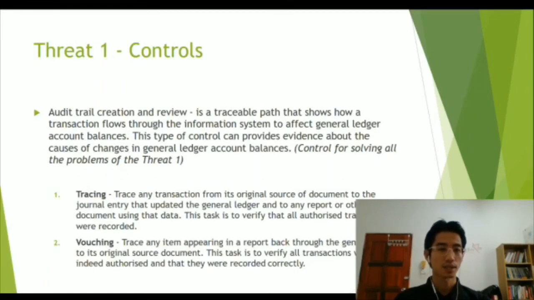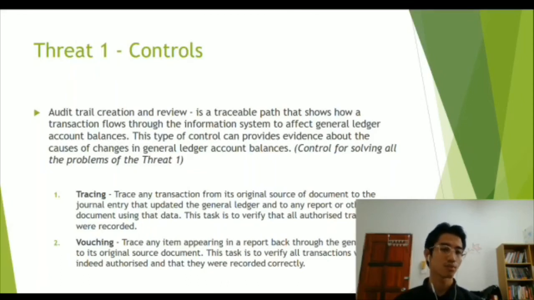Next, audit trail. Audit trail creation and review is a traceable path that shows how a transaction flows through the information system to affect general ledger account balances. This type of control can provide evidence about the causes of changes in general ledger account balances.